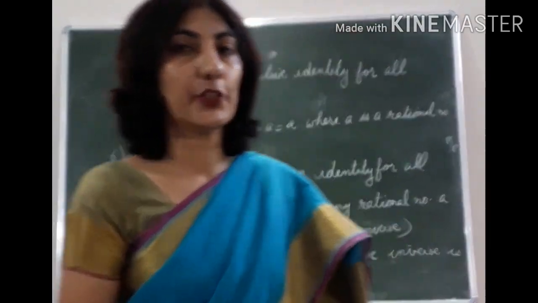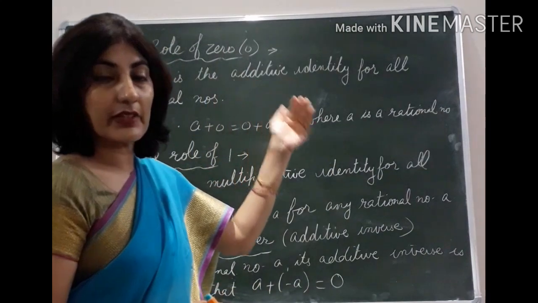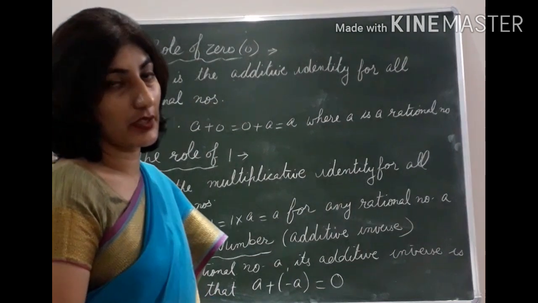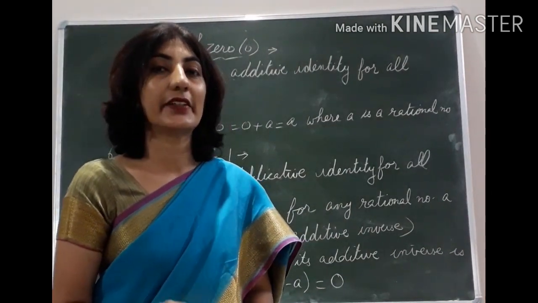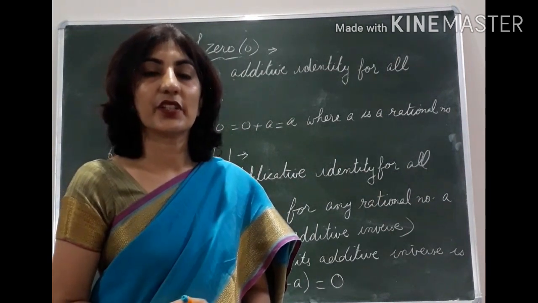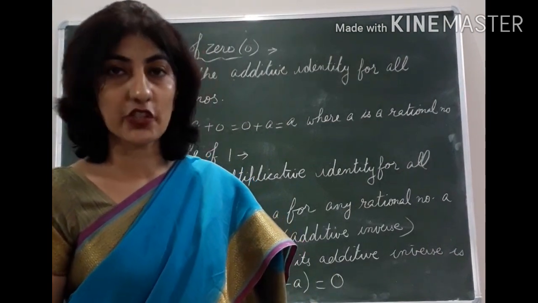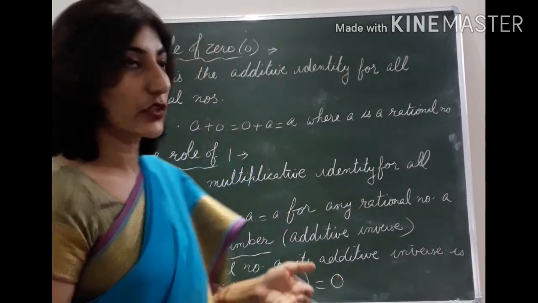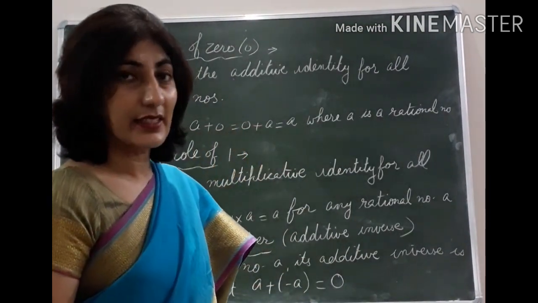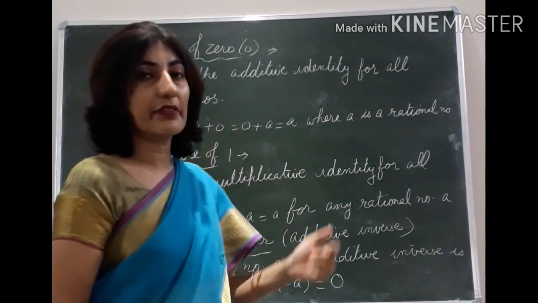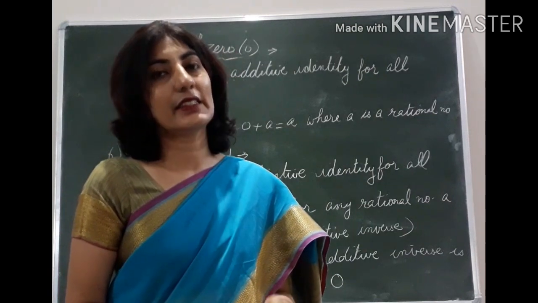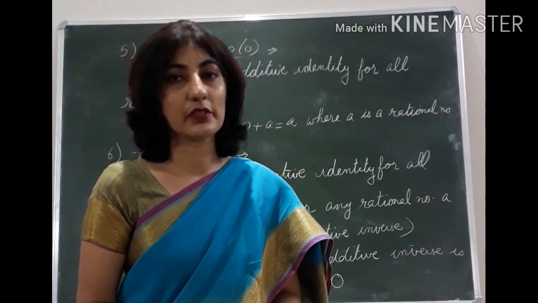The next property which we will talk about is the role of 0. In rational numbers, what is the role of 0? 0 is the additive identity of rational numbers. For all rational numbers, 0 is the additive identity. Which number should be added to a rational number so that its identity does not change? That is 0. For any rational number a, a plus 0 equals 0 plus a equals a. So 0 is the additive identity for whole numbers also, for integers also, and for rational numbers also.